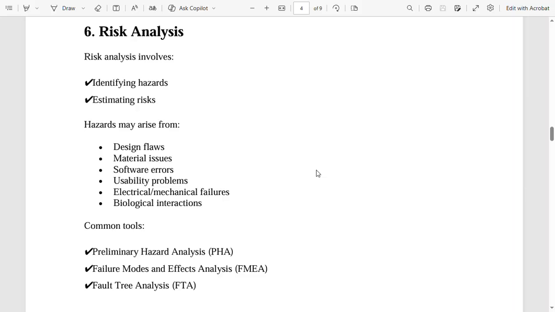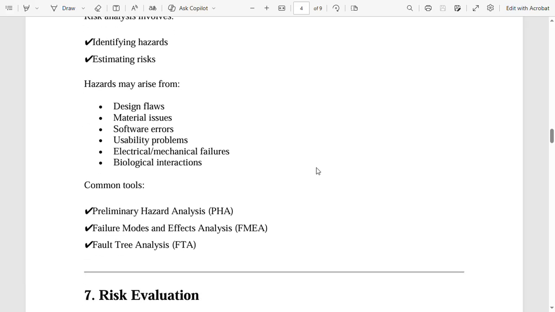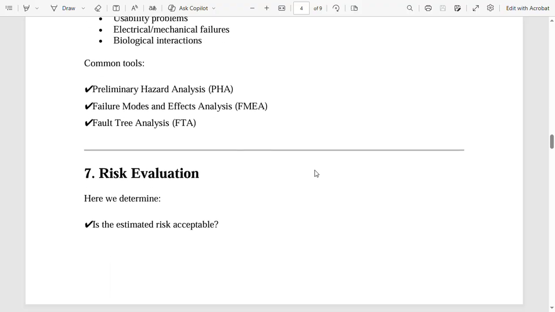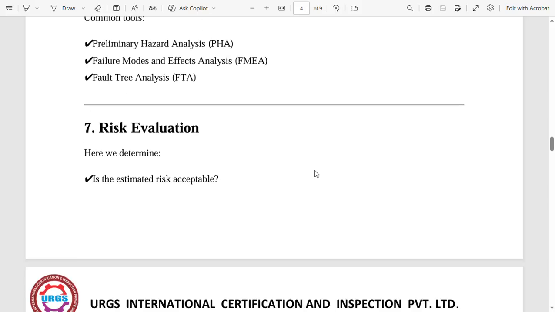Sixth, risk analysis. Risk analysis involves identifying hazards, estimating risks. Hazards may arise from design flaws, material issues, software errors, usability problems, electrical/mechanical failures, biological interactions. Common tools: preliminary hazard analysis, PHA, failure modes and effects analysis, FMEA, fault tree analysis, FTA.